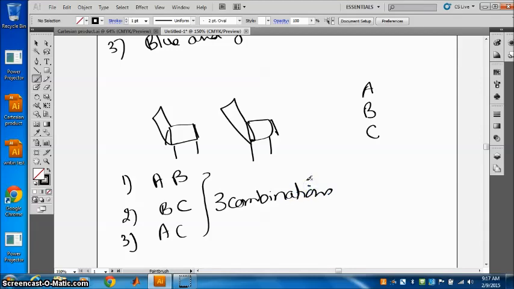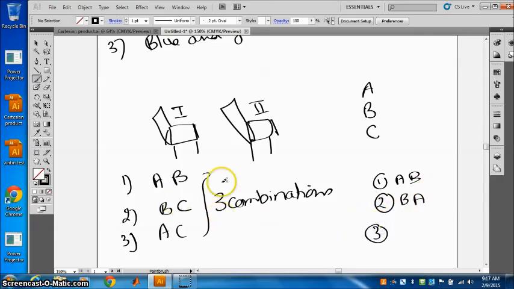Now suppose I name this chair as chair 1 and this is chair 2. If we say A can sit here and B can sit here, so this is 1, A, B. Also there is a chance B sits here and A sits here. So another one is BA. Here we are seeing the arrangement, the order.